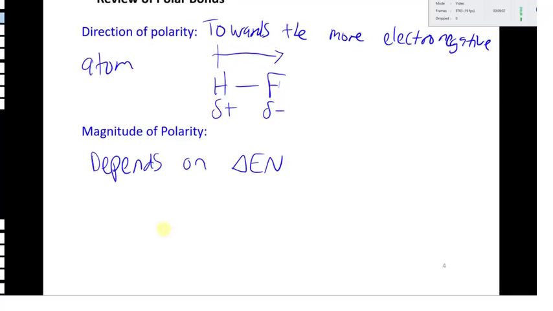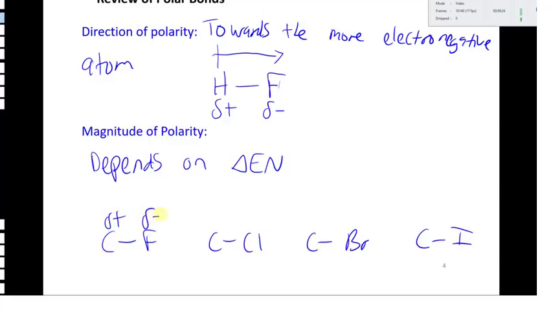So if we have this series of bonds where you have carbon bonded to all the halogens, we know that the halogens get less electronegative as you go down the column from fluorine to chlorine to bromine to iodine. And so this is going to be the most polar here, carbon being less electronegative than fluorine, because there's the biggest difference between the two electronegativity values. And then there's a smaller difference for carbon and chlorine, and an even smaller difference for carbon and bromine.